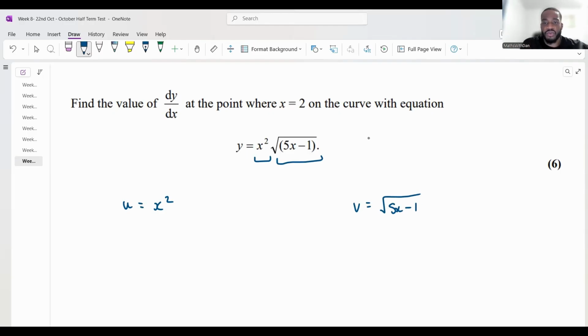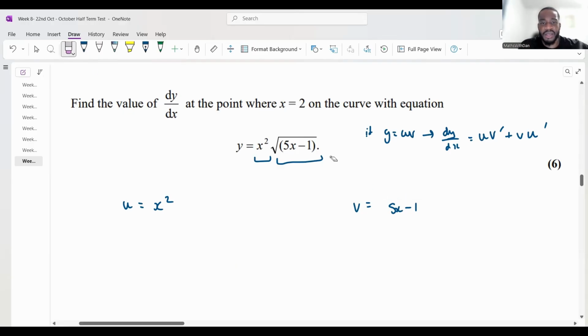And then let's write the product rule, just because it's a lesson and I'm recording it. If y is equal to uv, then dy/dx is equal to uv' plus vu'. It doesn't matter which order because you're adding here. Now let's go ahead and differentiate. Immediately, root of 5x minus 1, let's put that as a power of a half. So u' is 2x, that's not a problem. v' is a composite function.